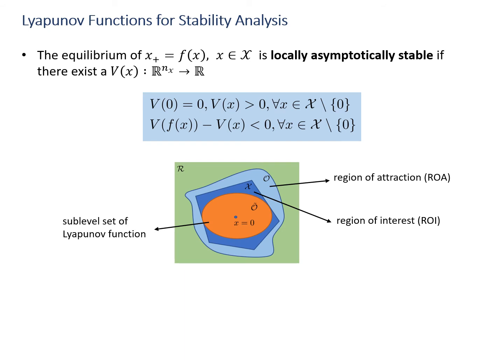As shown in this figure, the green region denotes the domain of the dynamics, and the light blue region denotes the true region of attraction of the system, which is unknown to us. In this work, we first manually set the region of interest, which is a convex polytope containing the origin in its interior, to guide our search of Lyapunov functions. Then we search for a Lyapunov function V of x satisfying the above two constraints for every state inside the region of interest. If a Lyapunov function is found, then its sublevel set gives an inner approximation of the true region of attraction for the dynamical system.